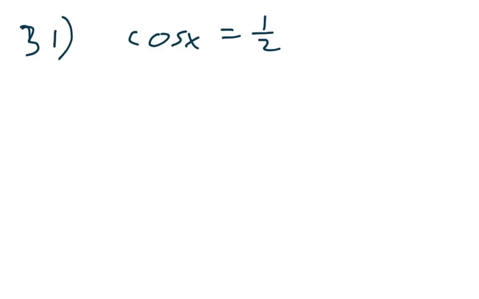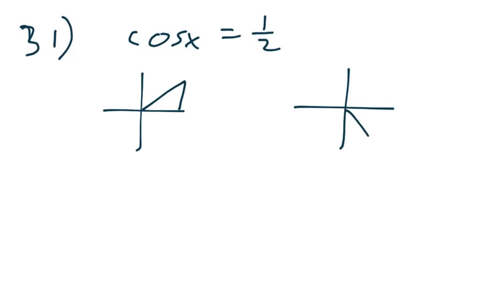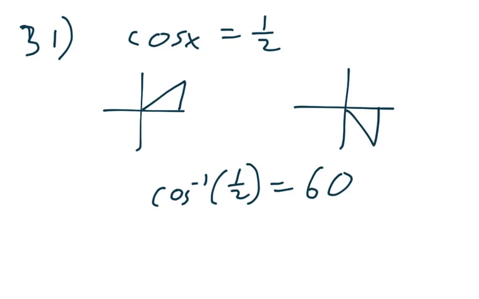Alright, for problem number 31, it says the cosine of x is equal to 1/2. And so we're going to keep this in degrees. We know that this is going to happen in the first quadrant. And the cosine is also positive in the fourth quadrant. So when I do cosine inverse of 1/2, it tells me that the answer is 60, which gives me the answer for the first quadrant.